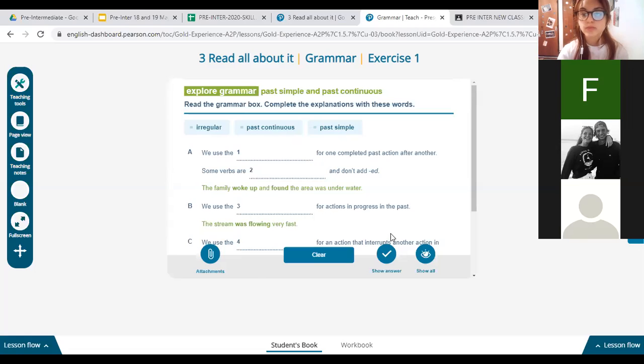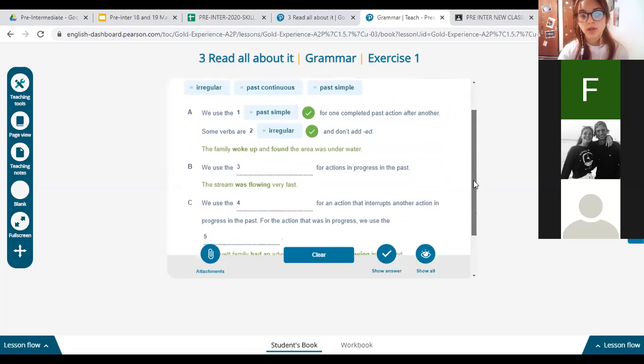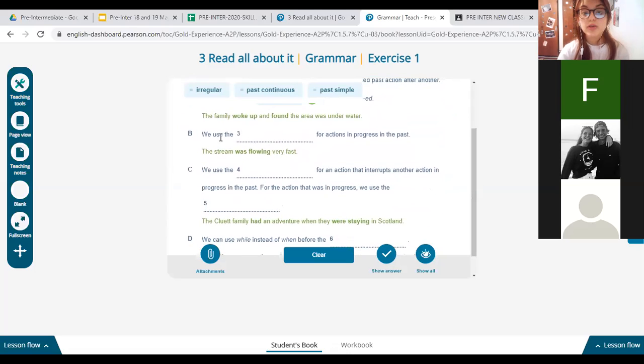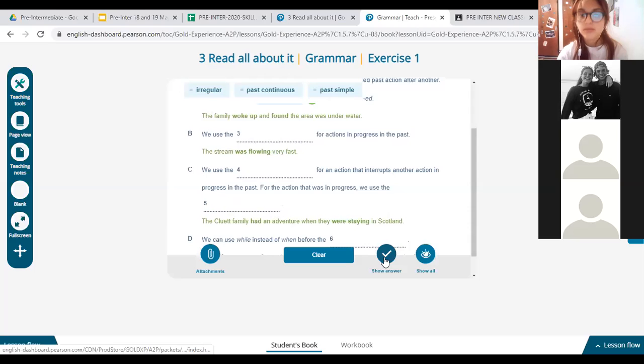We use the past simple. And some verbs, very good, and some verbs are irregular and don't add ed. For example, the family woke up and found the area. Good. B, we use the past continuous for actions in progress in the past. The stream was flowing.